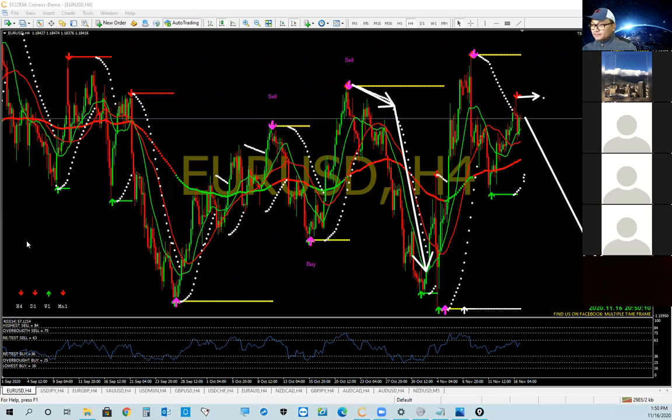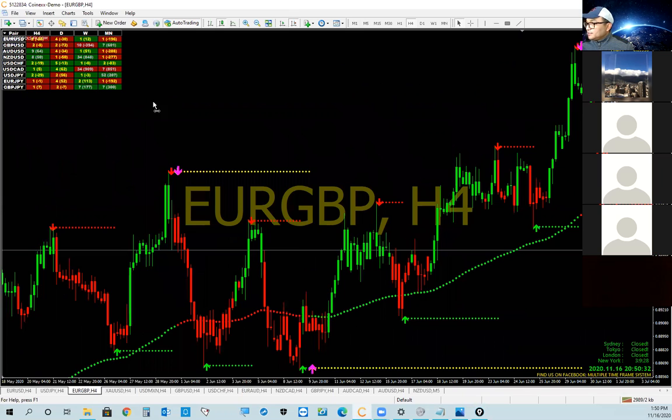But I'm waiting on this one to be in a long term sell position, and right now it's doing a pullback. Yes, you could make money out of the pullback and sell back down. Another pair that I took is your GBP. Let me go to that.